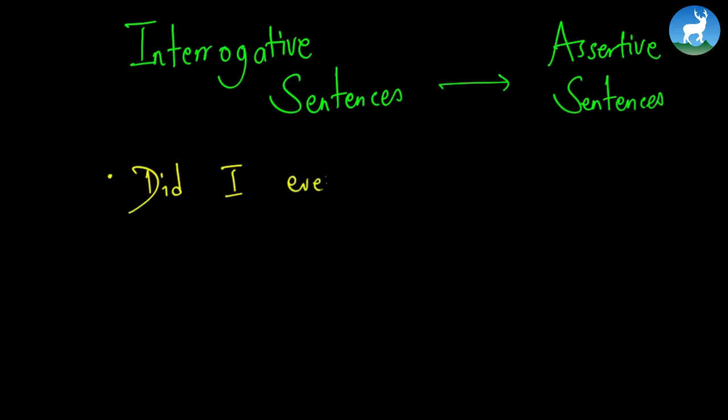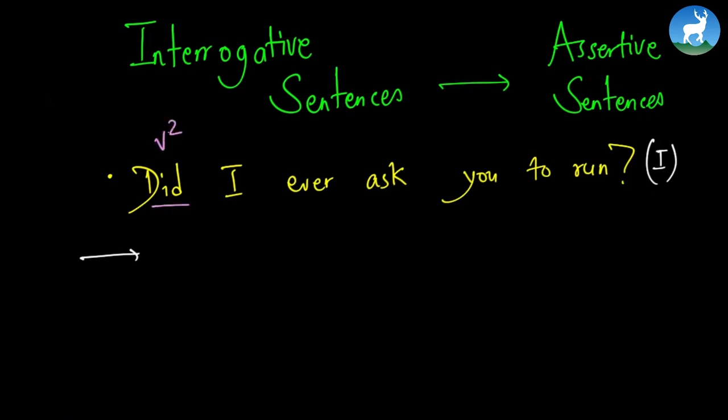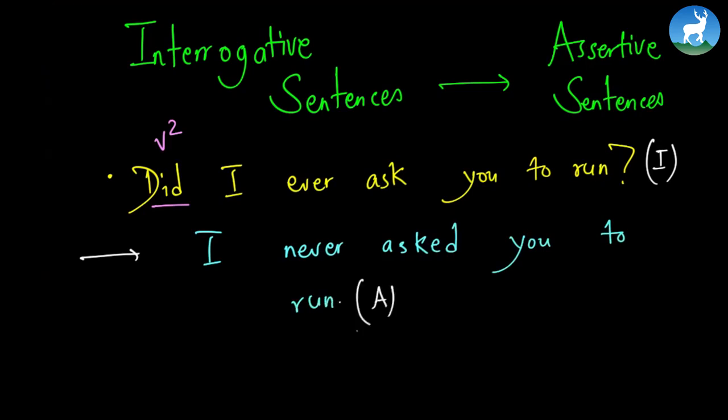Did I ever ask you to run? Somebody's running and you stop the person and say, did I ask you to run? That is an interrogative sentence, or a question. Now the point is to transform this interrogative sentence into an assertive one. Since this is in past tense, we must change it into past tense. How can we do that? You can say, I never asked you to run. So that is an assertive sentence. Did I ever ask you to run? I never asked you to run.